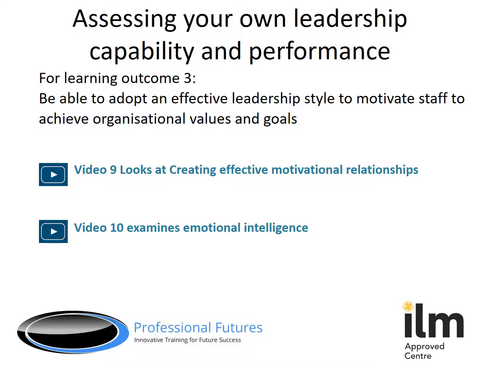So in order for you to be able to achieve learning outcome number 3, which is all about you being able to adopt an effective leadership style to motivate your staff to achieve your own organisational values and goals, we've put together 2 videos that will help you meet learning outcome number 3. So video number 9 looks at creating effective motivational relationships within your teams, and video 10 examines emotional intelligence and the importance of emotional intelligence in terms of leadership effectiveness.